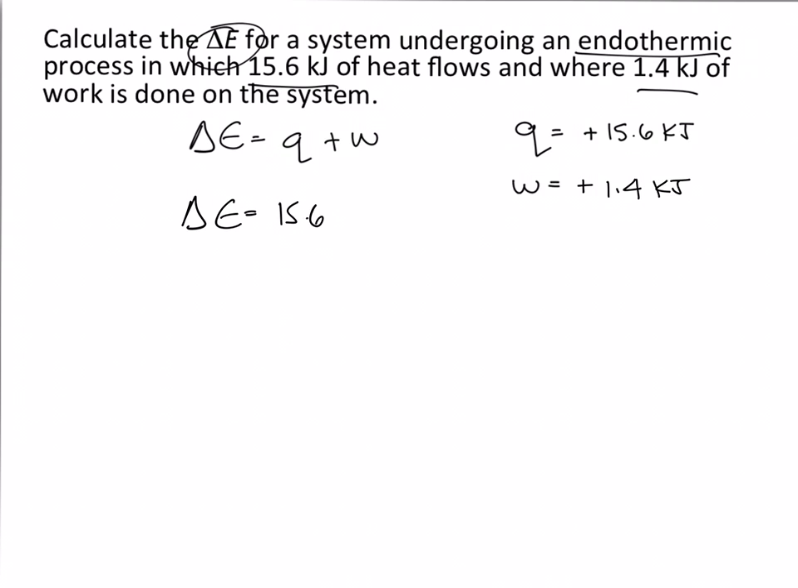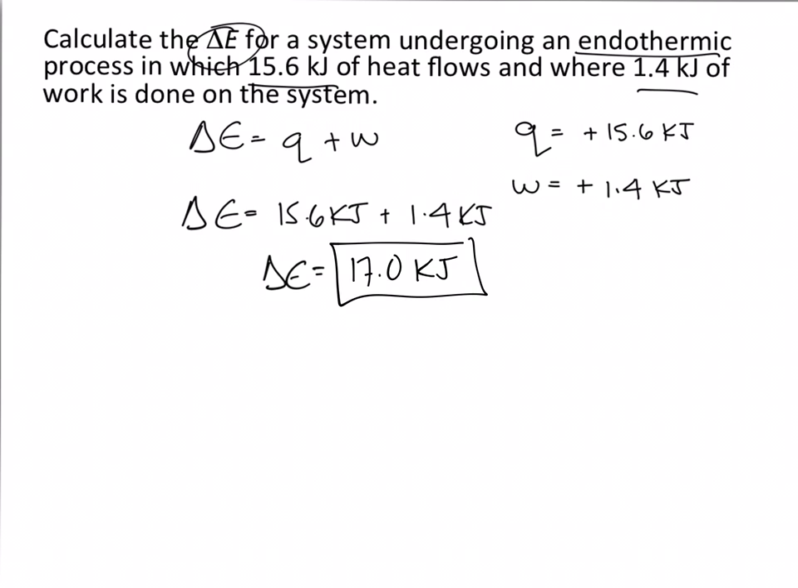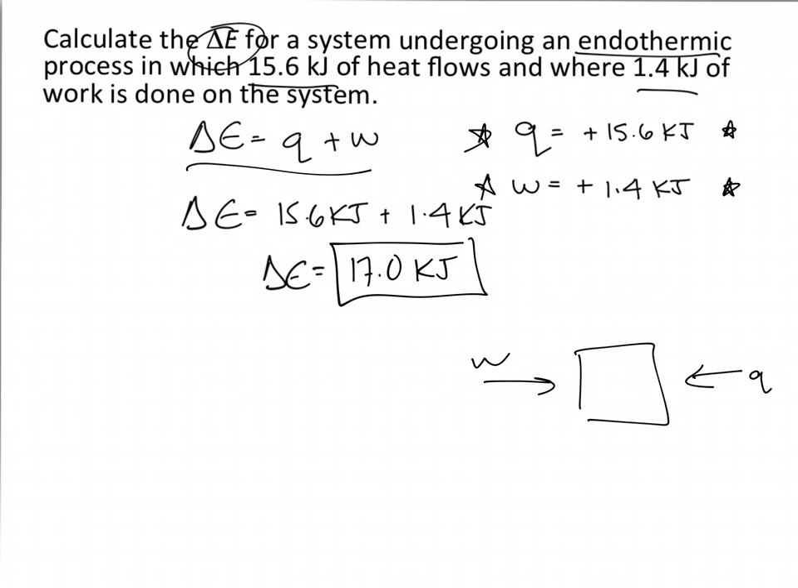So 15.6 kilojoules plus 1.4 kilojoules is going to give us a delta E that is equal to 17.0 kilojoules. So that's the internal energy of the system. Whenever you're doing these problems, you want to write out your equation, you want to write out your variables, and then based on the information they've given you, you're going to be able to figure out the relative signs of your Q and W. In this case, remember that because work and heat were added to the system, both our W value and our Q value have a positive sign.